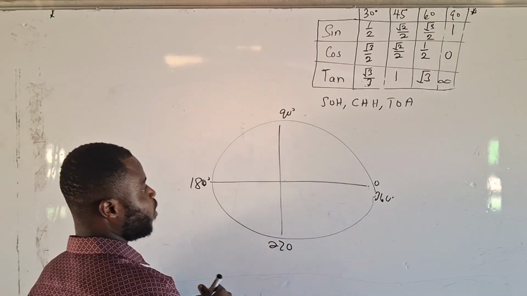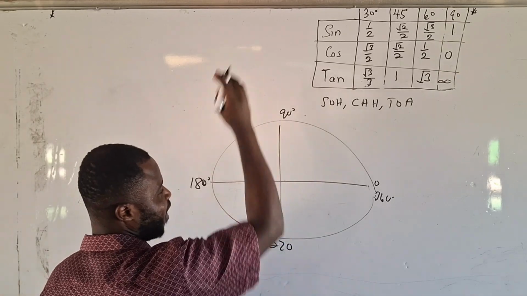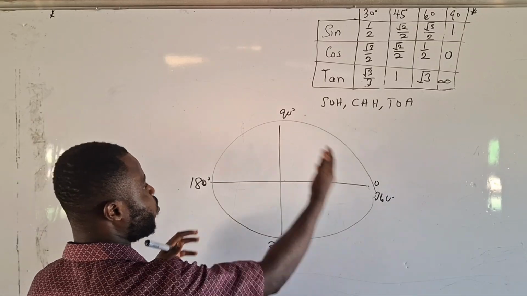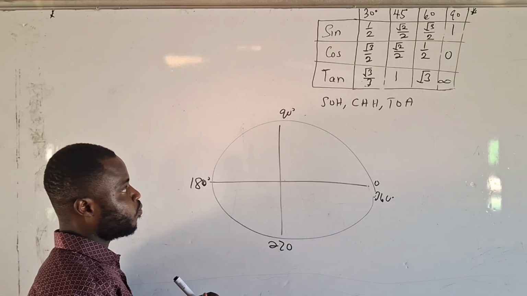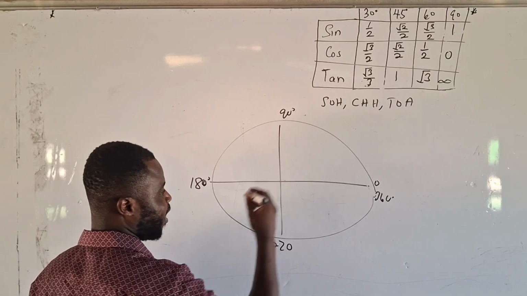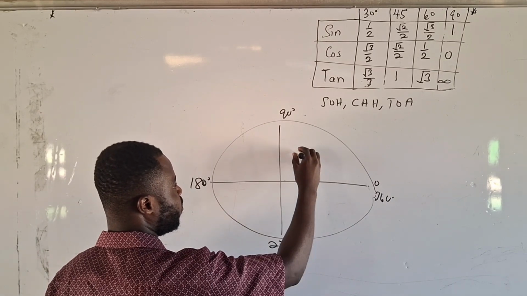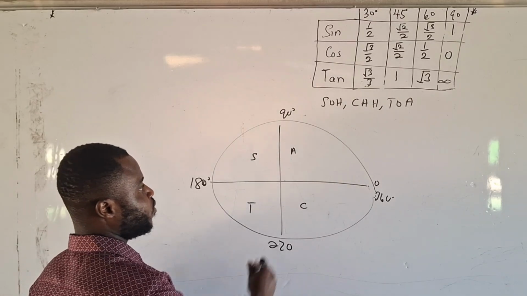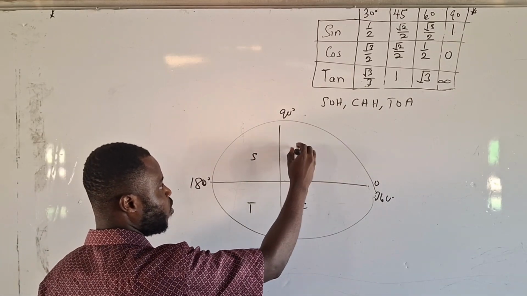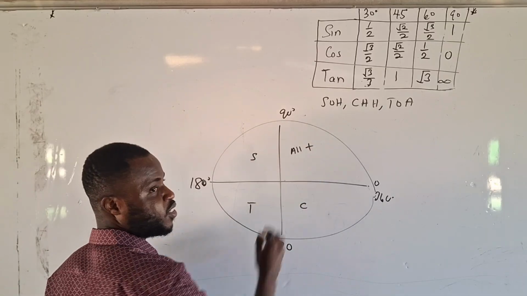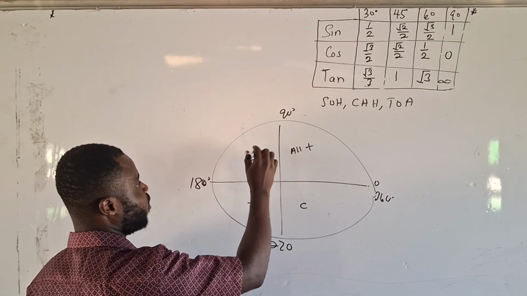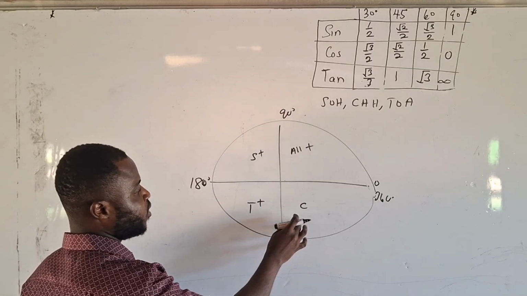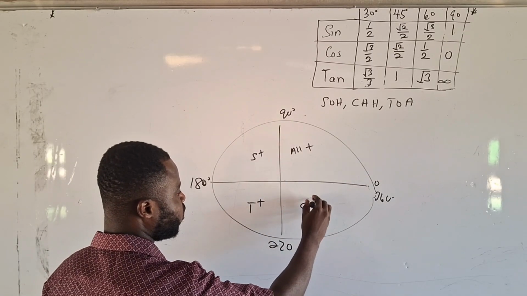And in our normal Cartesian plane, we know the x-axis and the y-axis. Now, how do we remember? There's a principle we use to remember this. We call it CAST, C-A-S-T. Now, what do we mean by that? We mean that in this quadrant, all the ratios are positive. In this quadrant, only sine is positive. In this quadrant, only tan is positive. In this quadrant, only cos is positive.